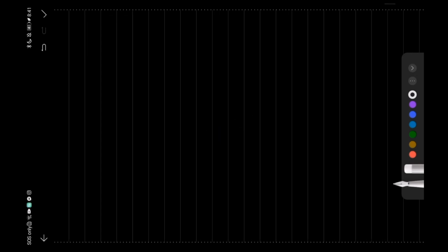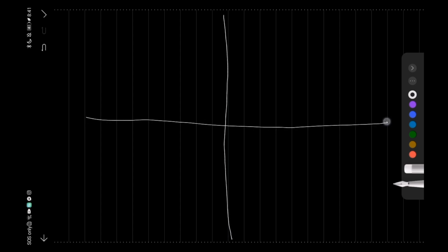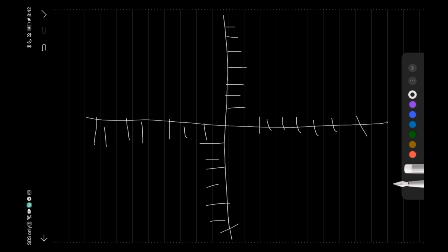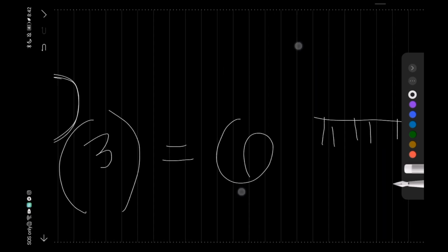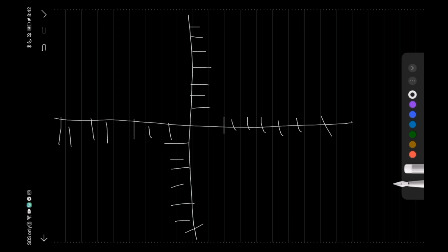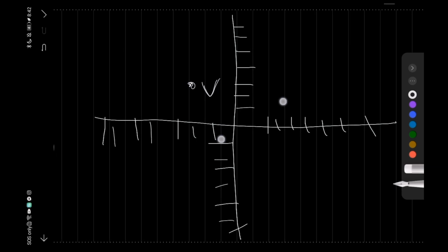So we are going to plot this one. We will draw a Cartesian plane. The vertex is negative 2 and positive 3. This is the negative 2, and positive 3 is here. This is our vertex.